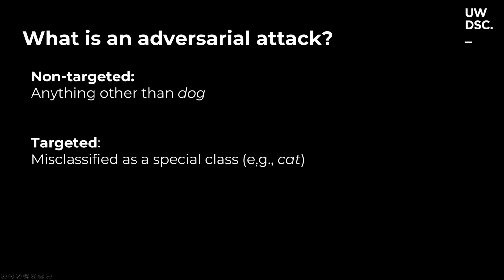There are two types of adversarial attacks. One is non-targeted and one is targeted. Non-targeted is basically you feed in an image and your expected outcome would be anything other than dog. And for a targeted attack, you want to misclassify an image as a specific class. For example, I want to classify a dog as something specific, such as a cat.